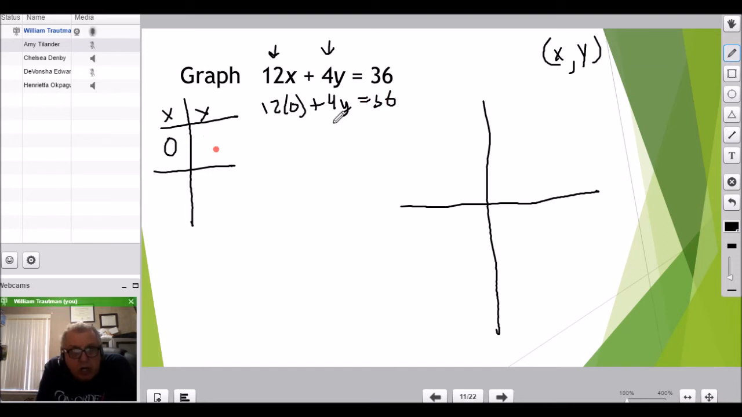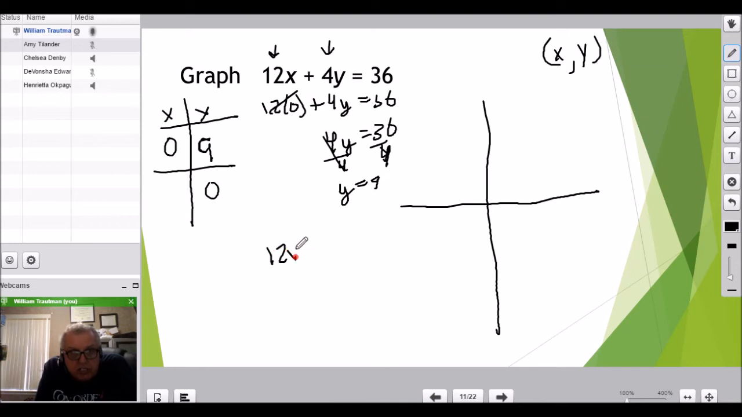I need to find y. 12 times 0 is 0. So I'm just left with 0 plus 4y, which is 4y. If I divide both sides by 4, y equals 36 divided by 4, which is 9. Do you see, if I put a 0 and a 9 in here, 12 times 0 is 0, plus 4 times 9 is 36. 36 equals 36. So I have one good point. A point is any x and y that equals 36. So 0, 9 works.